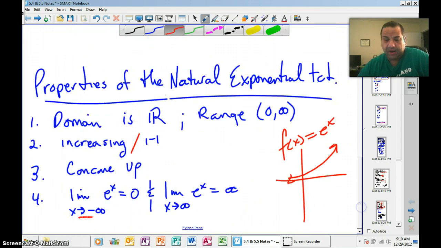And then here are some properties of these functions. This is what the graph looks like. The domain is all real numbers. The range never reaches 0, so it's from 0 to infinity, not including 0. It is monotonic, increasing, one-to-one, and concave up. As for the limits, if I take it to infinity, it goes to infinity. If I take it to negative infinity, it goes to 0. Stuff you've known. Now let's do the calc.